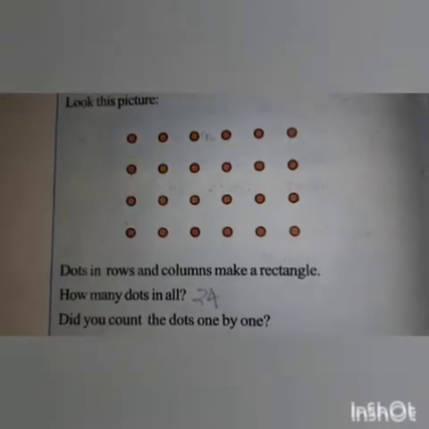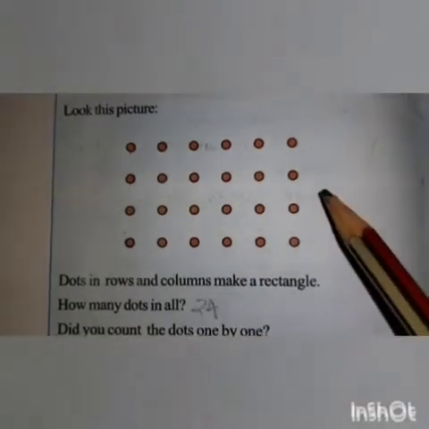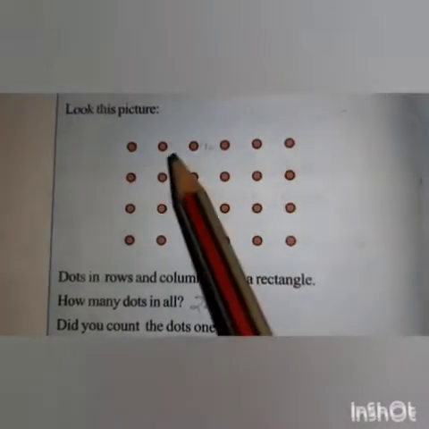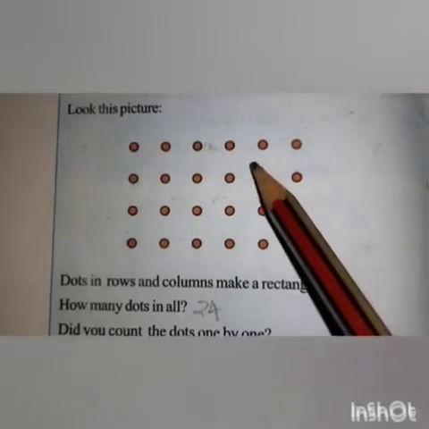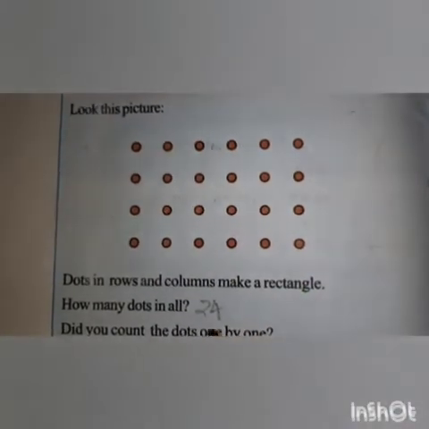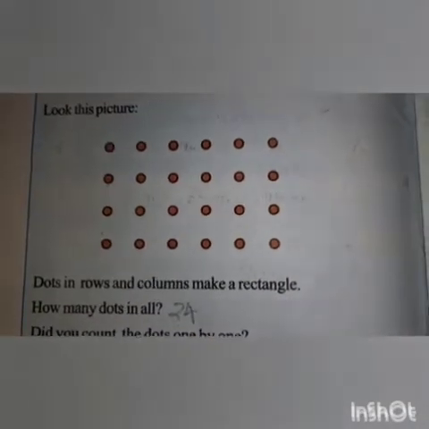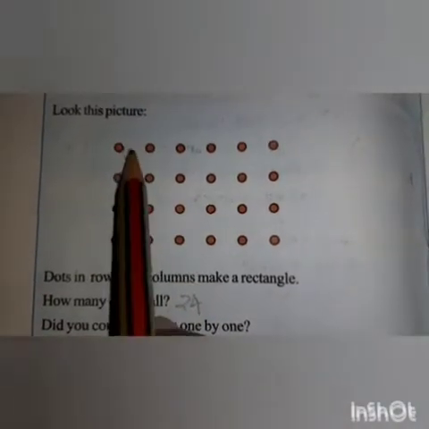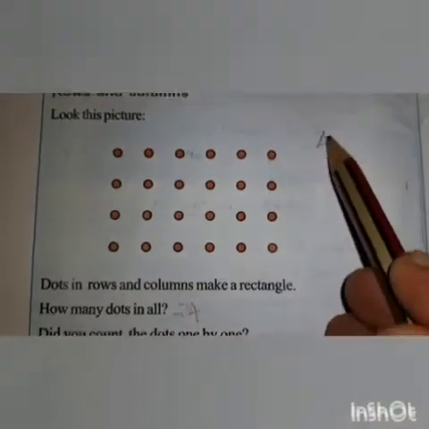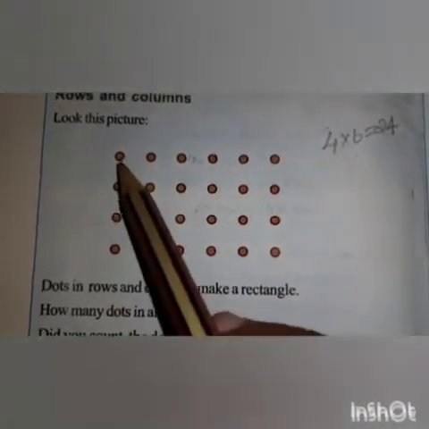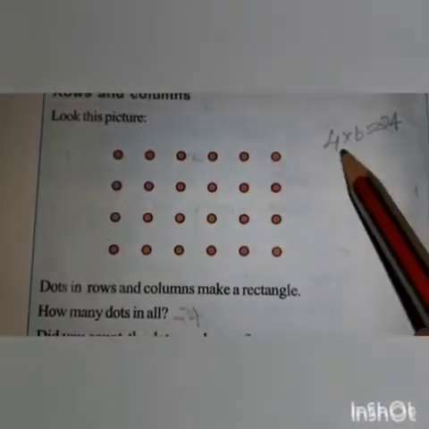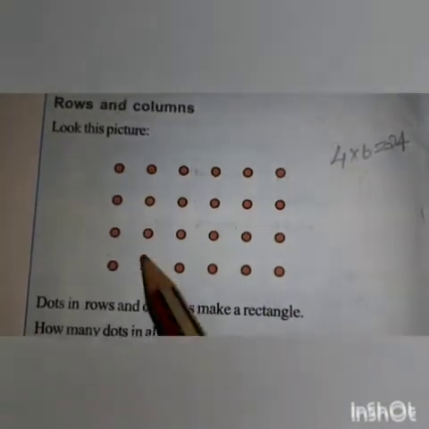Do you count the dots one by one, or do you identify how many rows and how many columns and multiply them? Here there are 4 rows and 6 columns. So 4 into 6, how many dots totally? 24. So without counting, you can count the number of rows and columns. If you multiply them, you will get the total number of dots. So these dots are arranged in a rectangle.